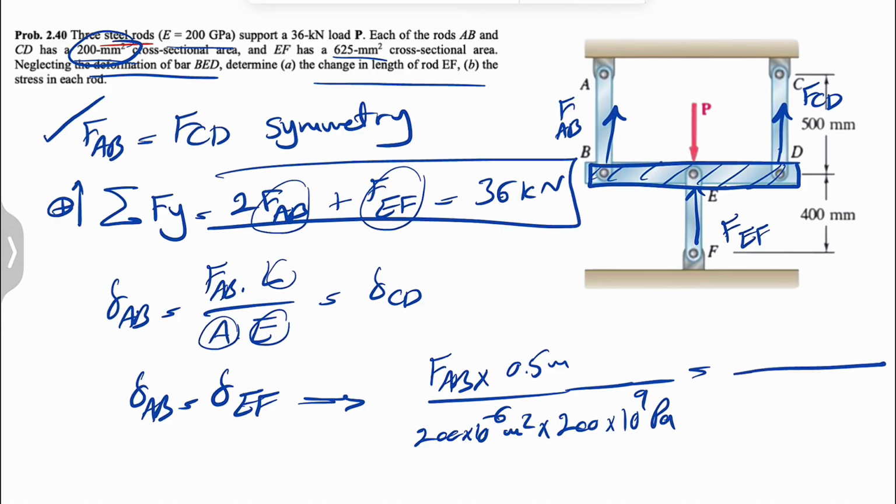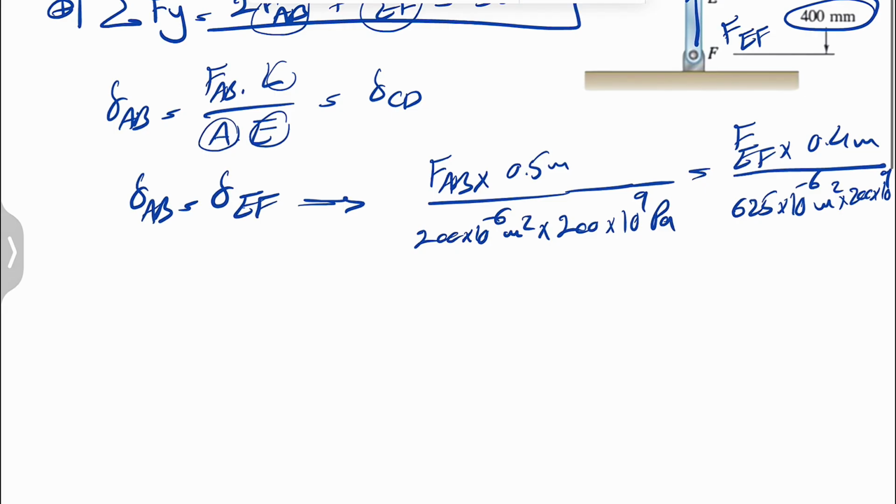And on the right side of the equation, we have the deformation of EF. We have the force of EF times the length, which is 400 millimeters, so 0.4 meter. We have a different area for this one, 625 millimeters squared, so times 10 to the minus 6 to get it in meters squared, and we're going to have the same elastic modulus actually. So this is going to give us the relationship between FAB and FEF.